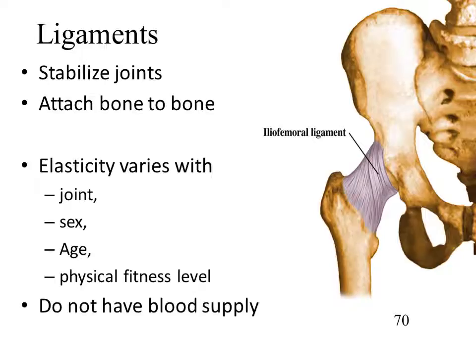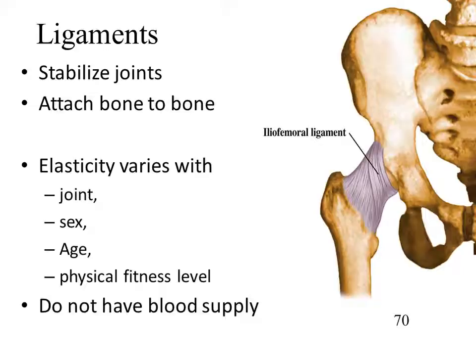Ligaments are tough connective tissue that connects bone to bone. They help stabilize and reinforce the joints. A ligament's elasticity varies with the joint that it's located in, and it will depend on your sex, age, and physical fitness. The elasticity of a ligament can decline as you age, so it's important to keep your muscles strong to stabilize the joints. Since ligaments don't have a blood supply of their own, they can take a long time to repair if they become injured. Overextending a ligament can cause microlesions or tiny tears in the ligament that will decrease their elasticity over time.